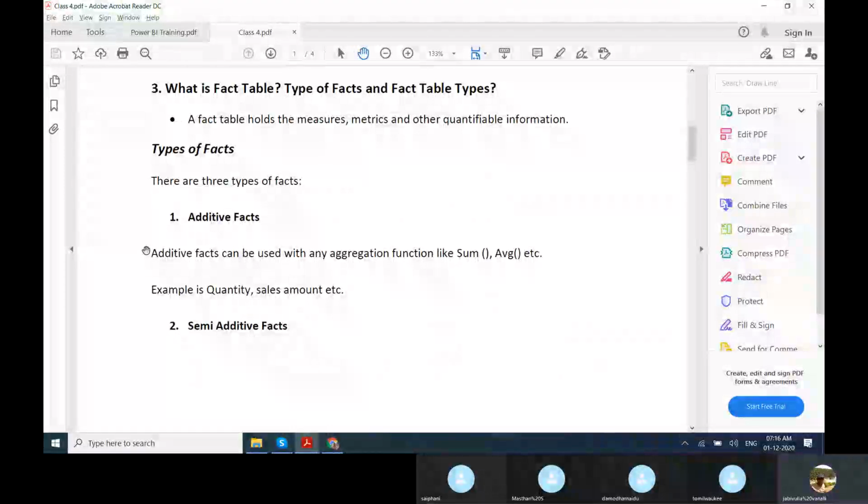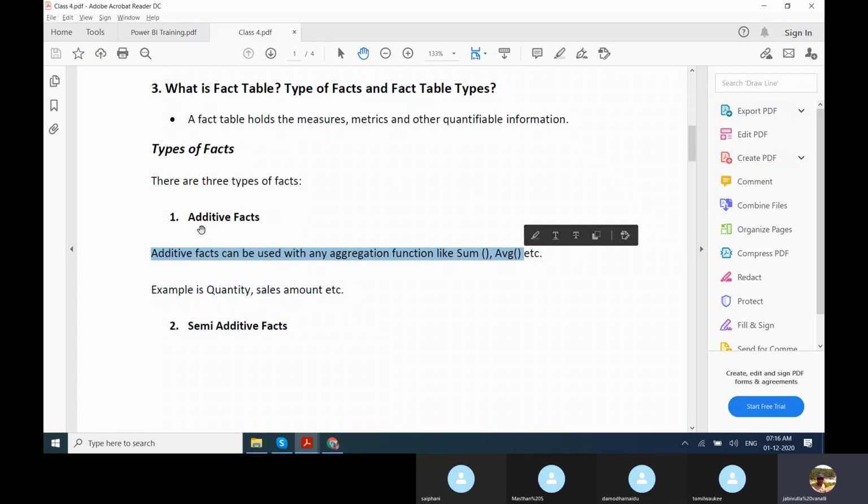What are additive facts? Additive facts can be used with any aggregation function like sum, average, etc. Examples are quantity and sales amount. Additive facts means they support all aggregation functions. For example, take quantity. We can do sum of quantity, average of quantity, minimum quantity, and maximum quantity.